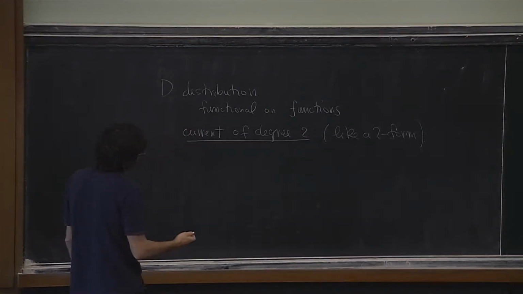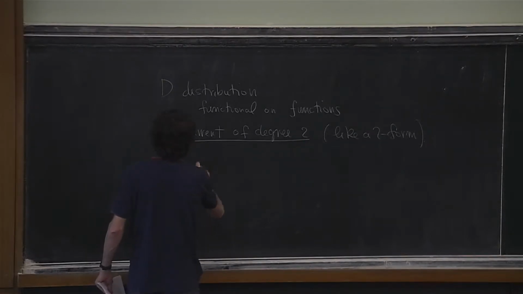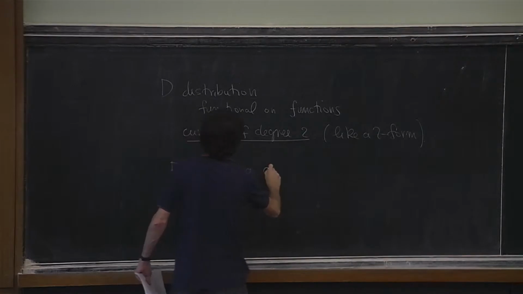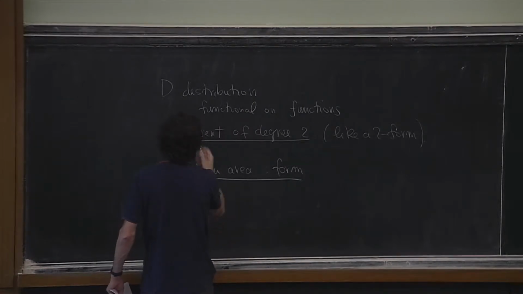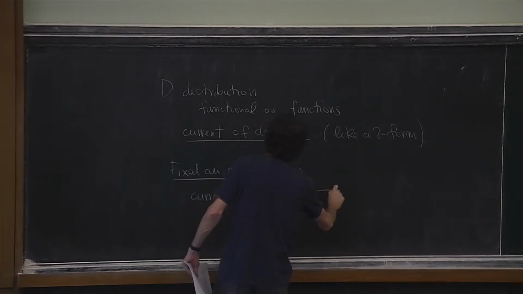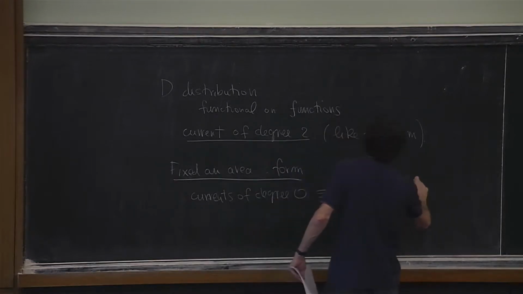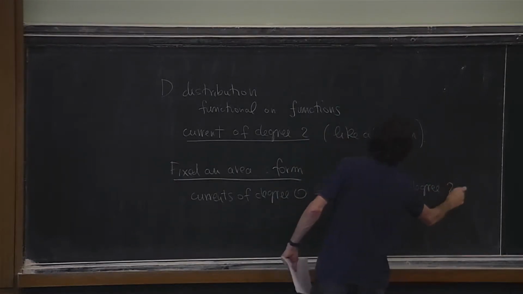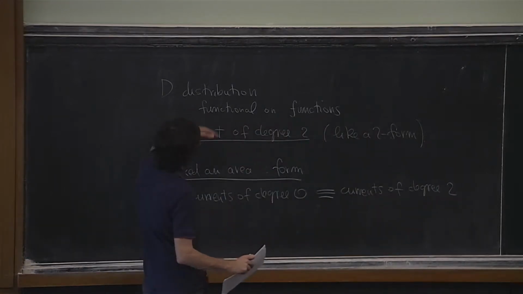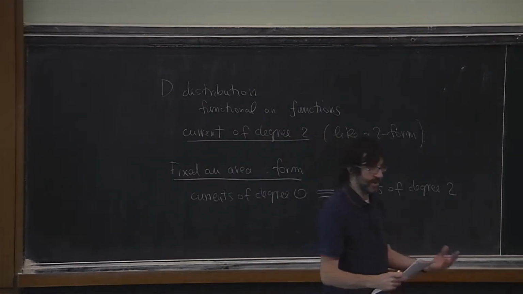So the way it goes is that we fix an area form. Since we have fixed an area form, we have an identification between currents of degree 0 and currents of degree 2. So in this sense, we can view a distribution as a linear function on functions, but also as a linear function on 2 forms, just by using this identification.